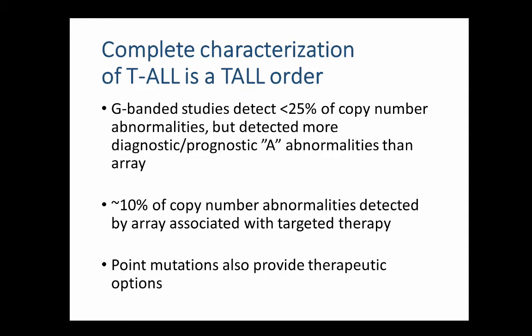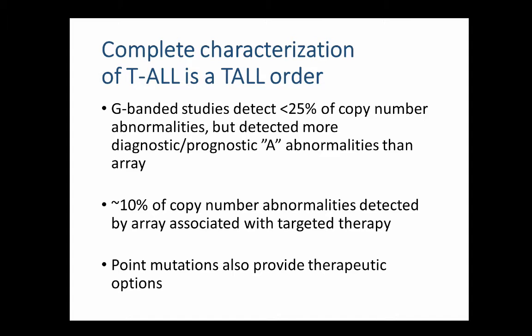So in the characterization of T-ALL, there's no straightforward answer at this time. It really is currently a tall order. We have G-banded studies that, although they detect the minority of copy number changes, are uniquely suited to detect these type A abnormalities, which often include TCR rearrangements. And as they are unique to T-ALL, they provide impact for the differential diagnosis. And I didn't get to it, but they can often also be prognostic.